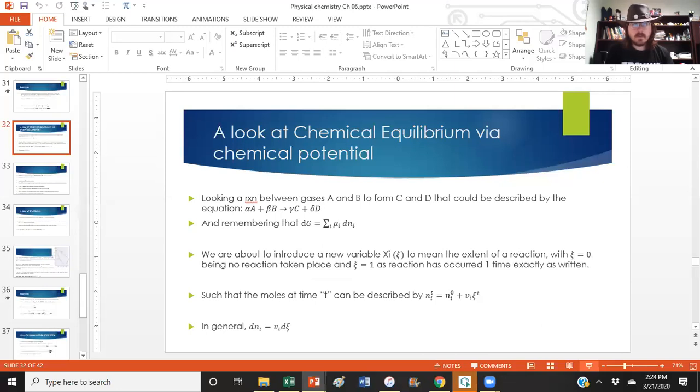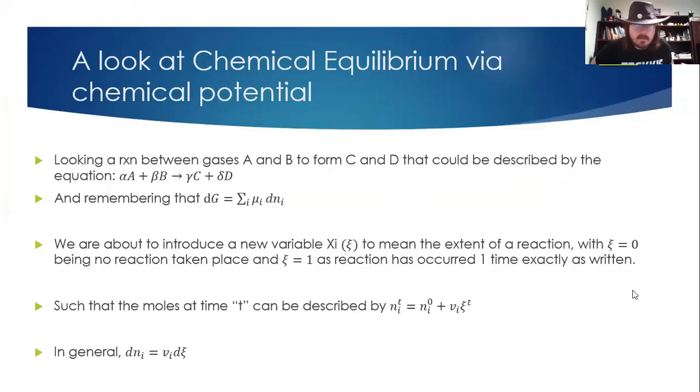Okay, so let's look at this. Last we left off, we were talking all about chemical potential. So now we're looking at a reaction where A and B go to form C and D. We would write the equation where alpha, beta, gamma, and delta are coefficients: alpha A plus beta B yields gamma C and delta D.